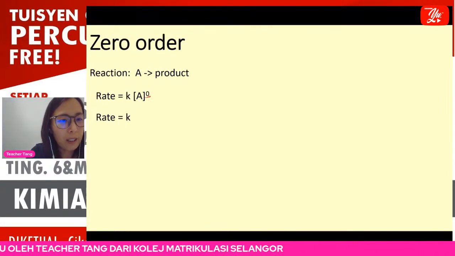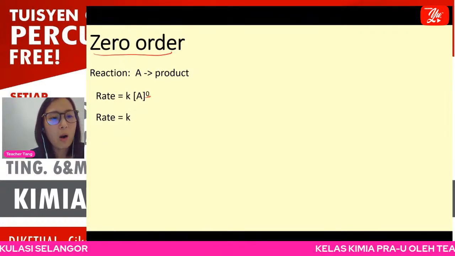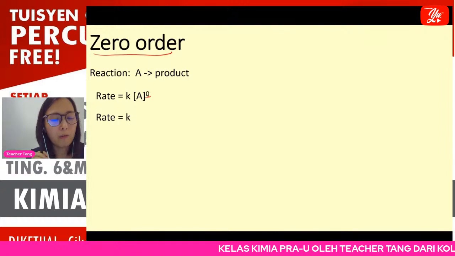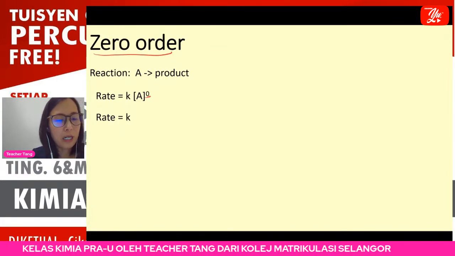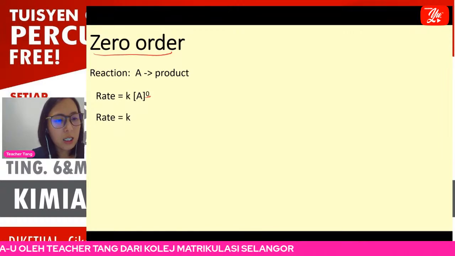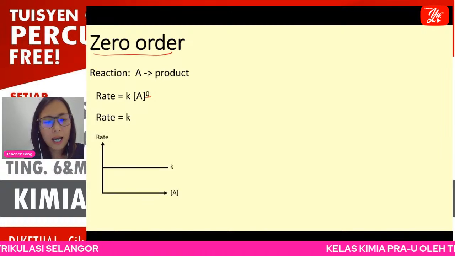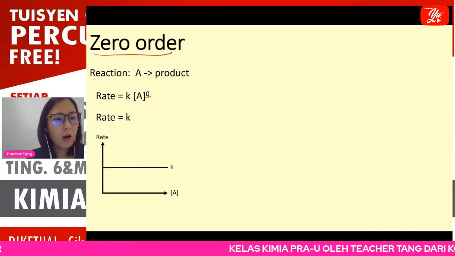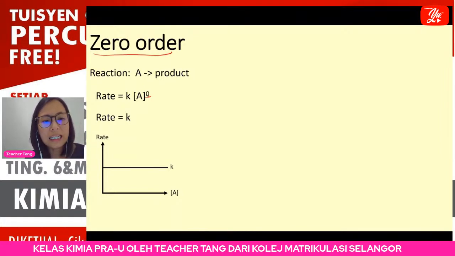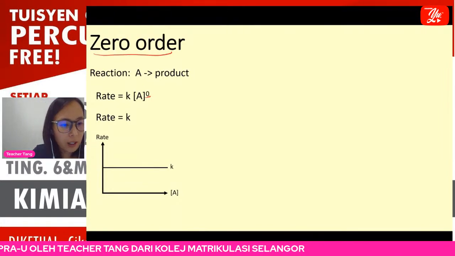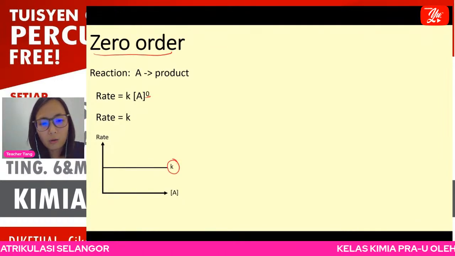power of 0, because it is zero order. Mathematically, we know that any number raised to the power of 0 gives us 1. So we can simplify the rate equation as rate equals the rate constant k. If we plot a graph of reaction rate versus concentration of reactant A, we will get a linear graph like this, with the line equal to the constant of proportionality, the rate constant k.